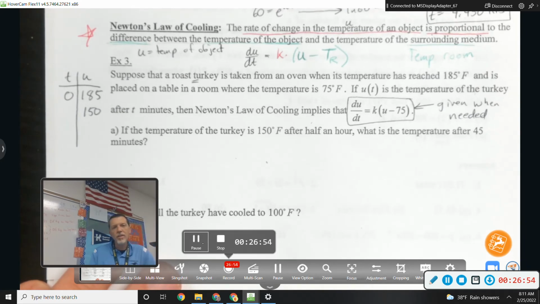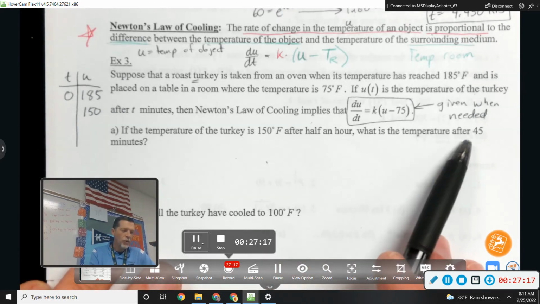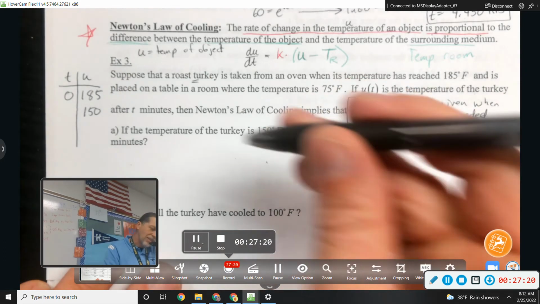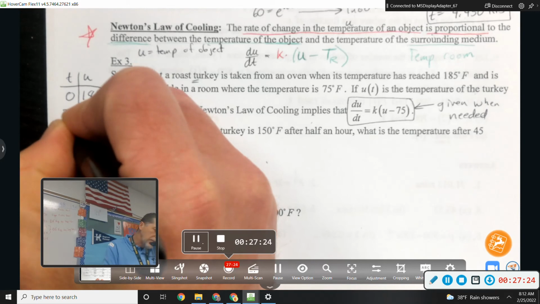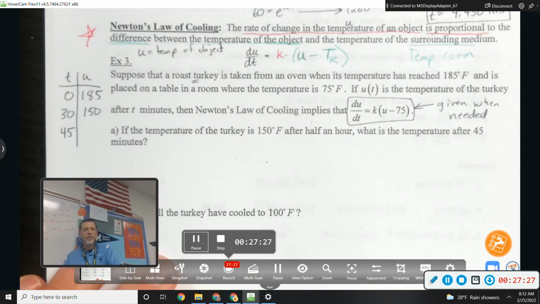Oh, there's something funny going on in here. What are they trying to mess with us on here? Half an hour versus 45 minutes? So it doesn't matter which we pick, we just need to be consistent. So do you want to work the problem in minutes or in hours? I think I would pick minutes as well. Otherwise we're going to have halves and 3/4, and I don't want to do that. Let's do it in minutes. So 30 minutes, it's at 150. 45 minutes, I don't know. That's what it's asking.